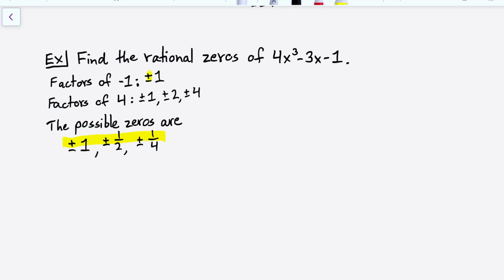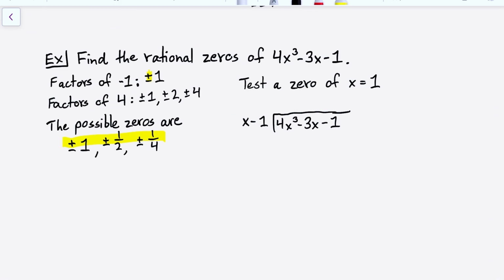So we can pick one just to try. Let's say we believe that there may be a zero at x equals 1. So we're going to test a zero of x equals 1. One way to do this is by taking its corresponding factor, x minus 1, and seeing whether that divides the polynomial function. I have 4x cubed minus 3x minus 1 divided by x minus 1. I'm going to leave a space here for x squared in my long division. And I carry out the long division.